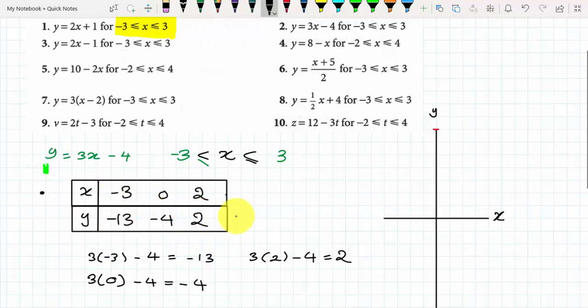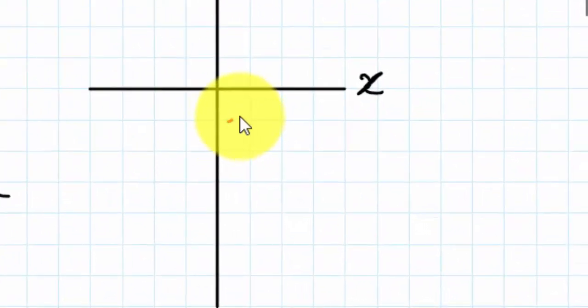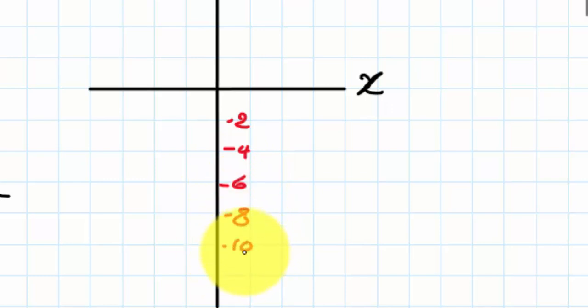Now let's plot these points on the xy axis. It's fine to say the y-axis is going by 2. So this is negative 2, negative 4, negative 6, negative 8, negative 10, negative 12, and negative 14.